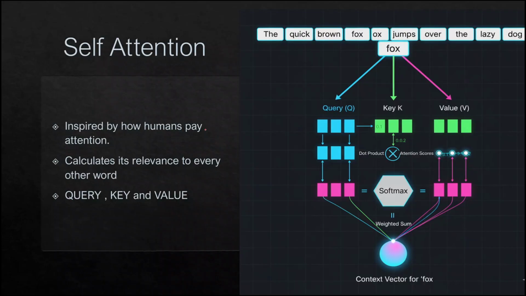So in the example, we are given this: the quick brown fox jumps over the lazy dog. Over here, the query is one of the words that is compared to the key of another word, giving an attention score, so how important they are to each other. The scores then tell the model how much weight or consideration it should give to that word. So it's creating a rich, context-aware understanding for each word. That's the concept of self-attention.